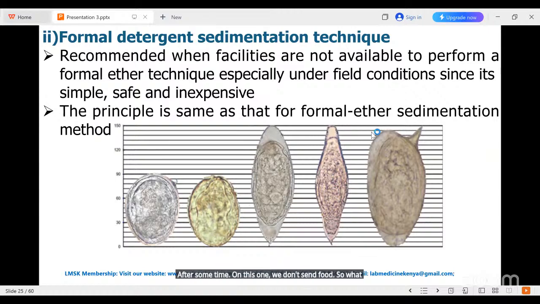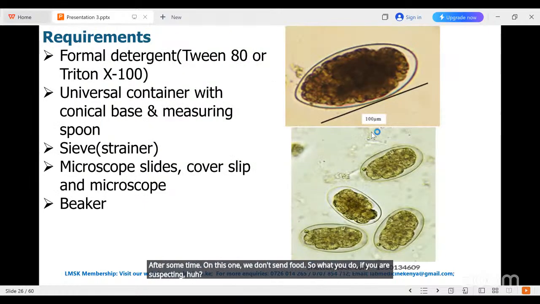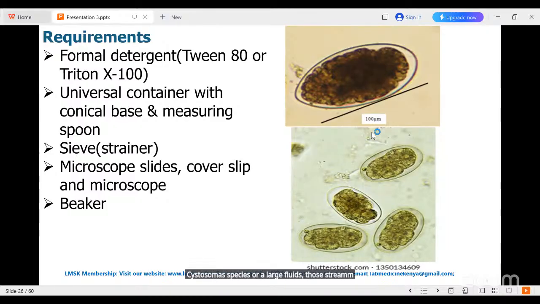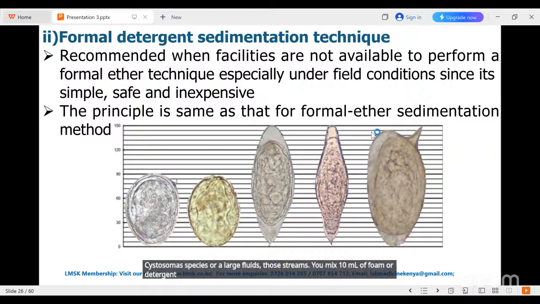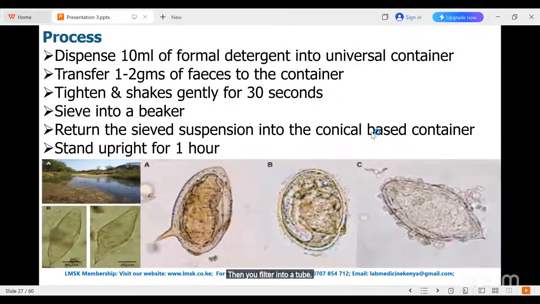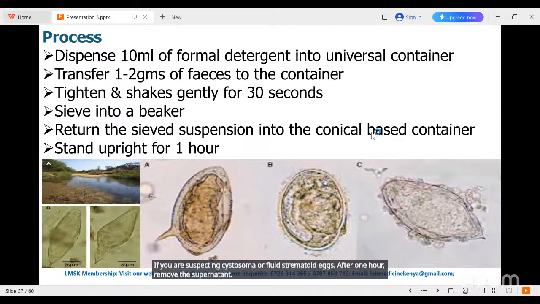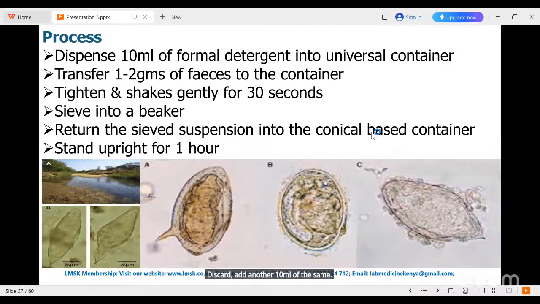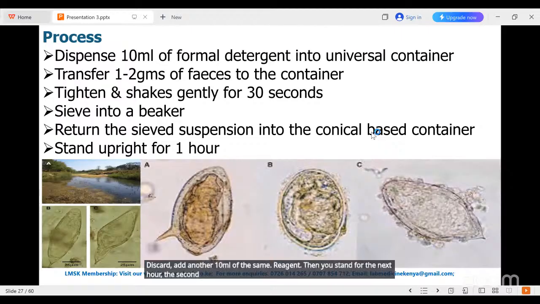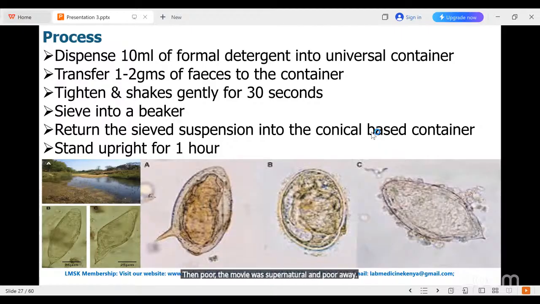So what you do, if you are suspecting Schistosoma species or large flukes, those trematodes, you mix 10 ml of formal detergent with 1 to 2 grams of a stool sample. Then you filter into a tube and you stand for 1 hour. After 1 hour, remove all the supernatant, discard, add another 10 ml of the same reagent. Then you stand for the next 1 hour. So the total is 2 hours. Then remove your supernatant and pour away, and examine the deposit or the sediment.